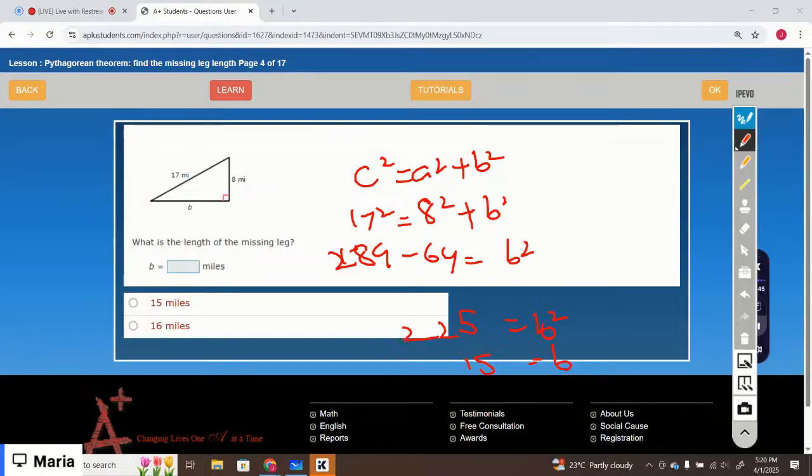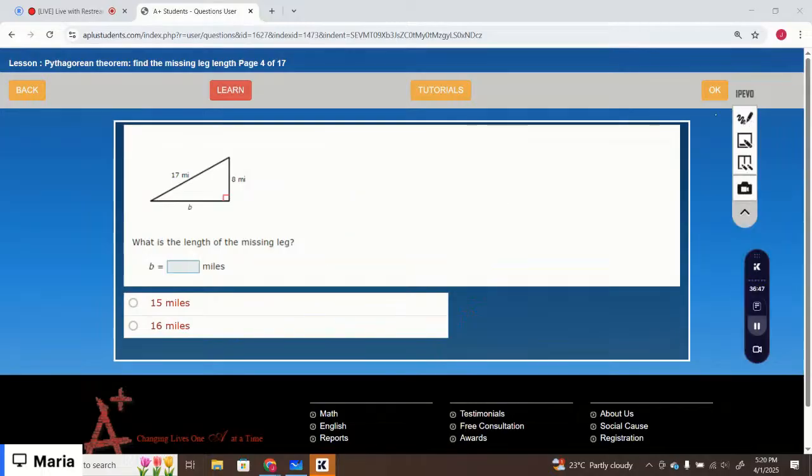Option number 1 is the correct option. That is 15. Okay, you can complete the lesson by yourself every day. Let's just move on to the next lesson.